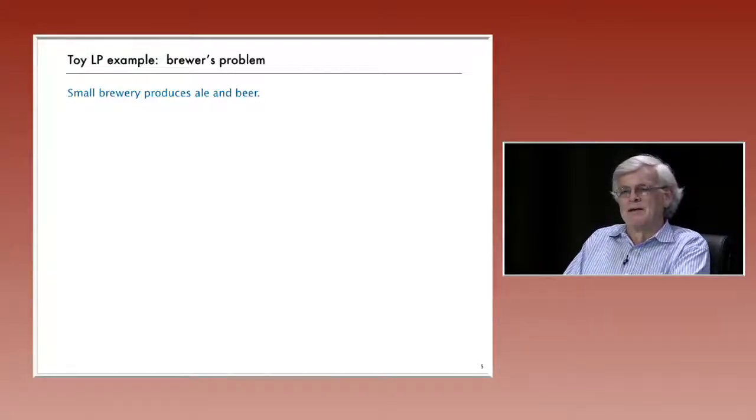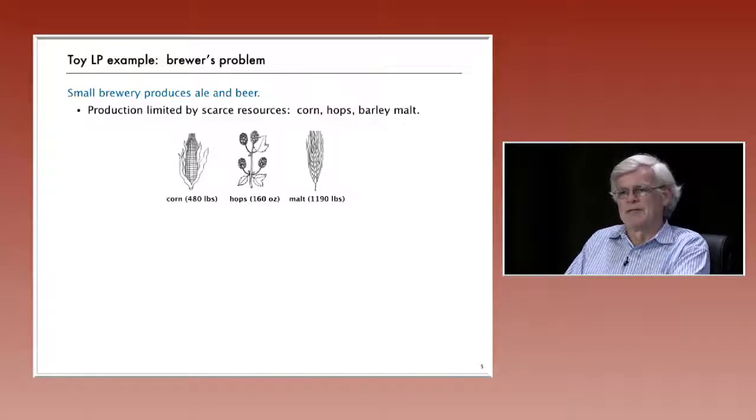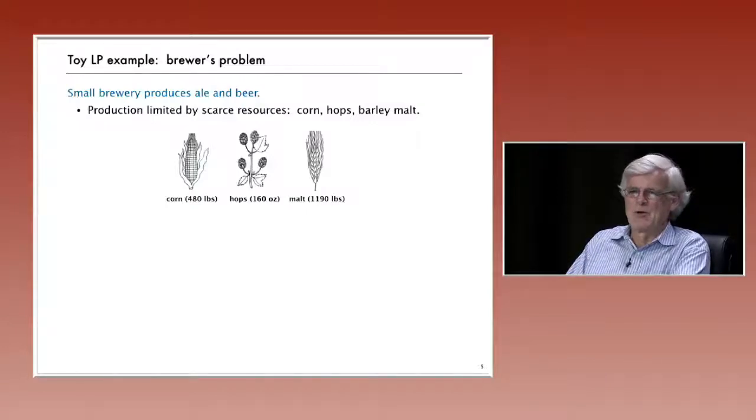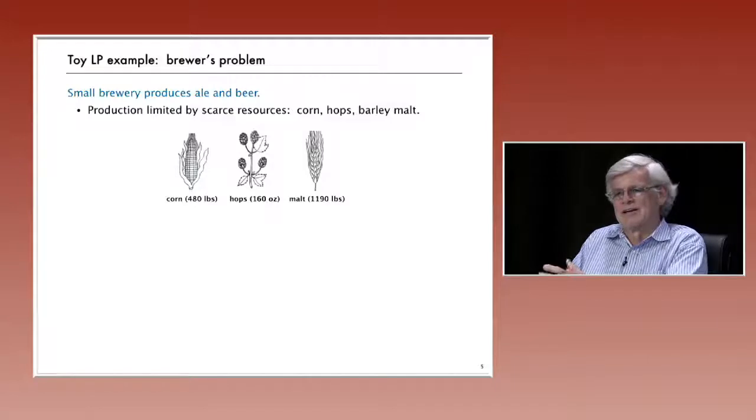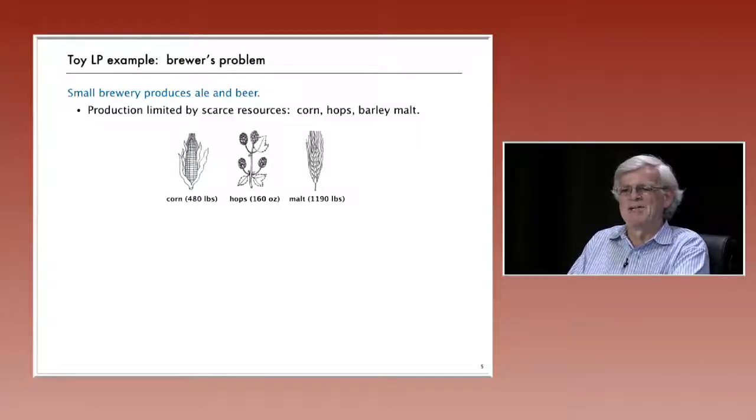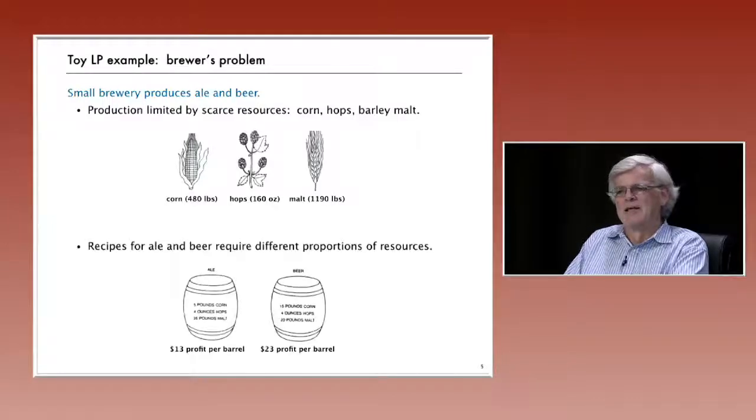Okay, so the small brewery is supposed to produce both ale and beer. Now, there's raw materials that go into both ale and beer. There's a few other things, but the main ones are corn, hops and malt. And the brewery has a certain amount of each one. Say it's got 480 pounds of corn, 160 ounces of hops, and 1,190 pounds of malt. So that's the resources that are available.